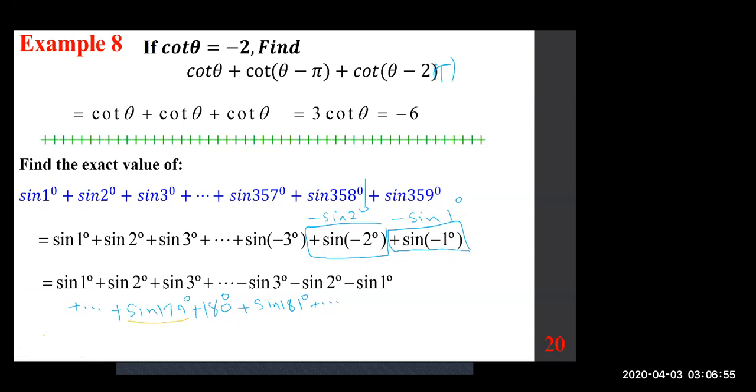Sine of 179 and sine of 181. Sine of 181 is the same as minus sine of 179. And as you should be able to see from the get-go, it's like sine of -1. So everything cancels out, but the sine of 180 remains. However, sine of 180 is 0.